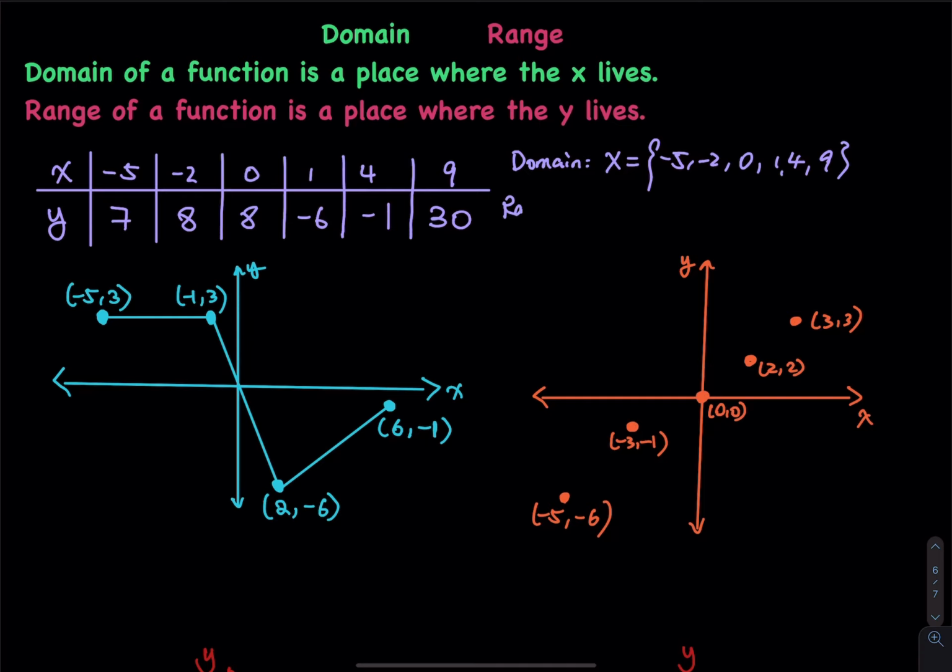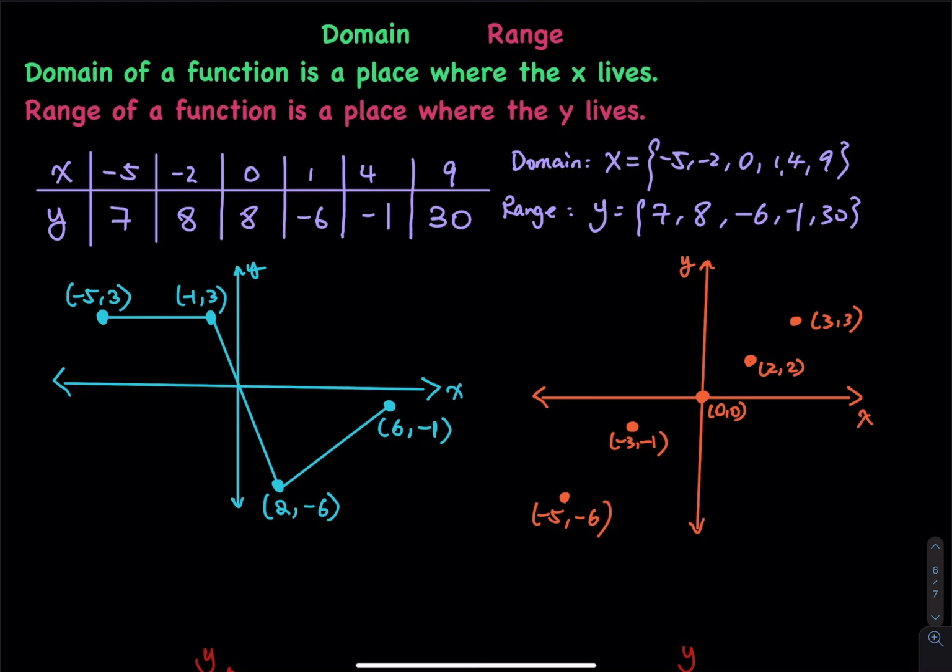And then range, the y values: 7, there are 2, so 1 is enough, so -6, -1, and 30.